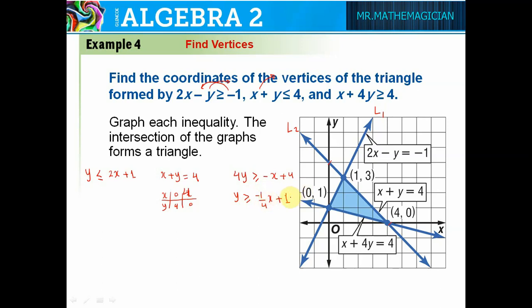So it has y-intercept at 1 and it moves down 1 unit to the right 4 units. So down 1 to the right 4, down 1 to the right 4, then you can graph the line. Now the three lines form a triangle, and the shaded part is the area of solutions of the three inequalities. So the vertices, as clear, they are 1 and 3, 0 and 1, 4 and 0.